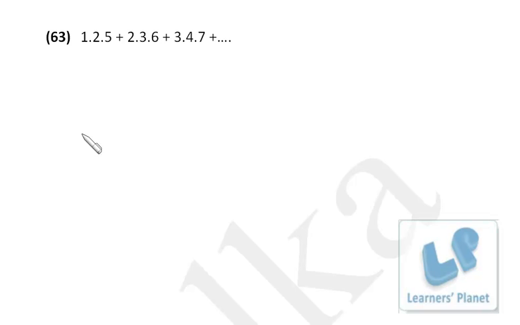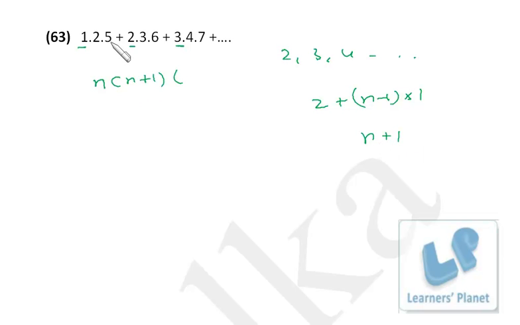Similarly, in this sum, we have to find out the sum of this series. So what we do, the first work that we have to do is to find out the nth term. So 1, 2, 3, the nth term will be n. Then 2, 3, 4, nth term will be 2 plus n minus 1 into 1. That is the common difference. So it is n plus 1. So nth term is n plus 1. Then 5, 6, 7. So 5, 6, 7, the nth term will be 5 plus n minus 1 into d. So it is n plus 4.